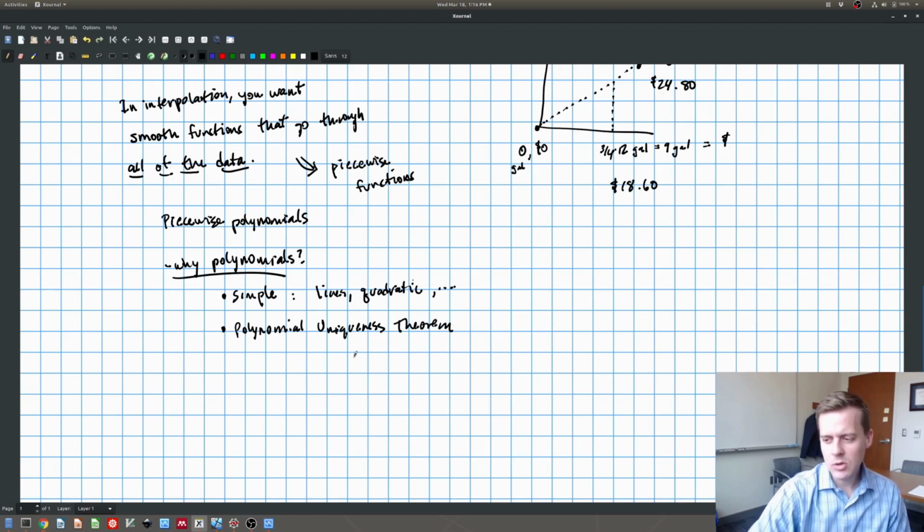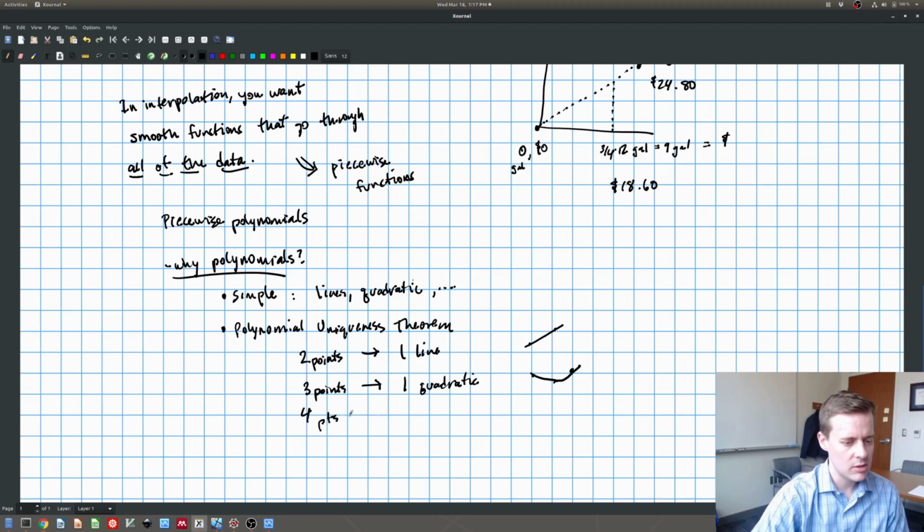The polynomial uniqueness theorem basically says that if I have 2 points, I only have one line that can go through them. And if I have 3 points, I can only have one quadratic that can go through them. So 2 points, one line. If I have 3 points, there's a unique quadratic that goes through them, and so on. 4 points, I get 1 cubic.